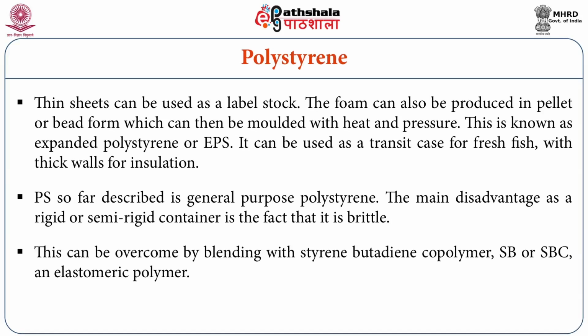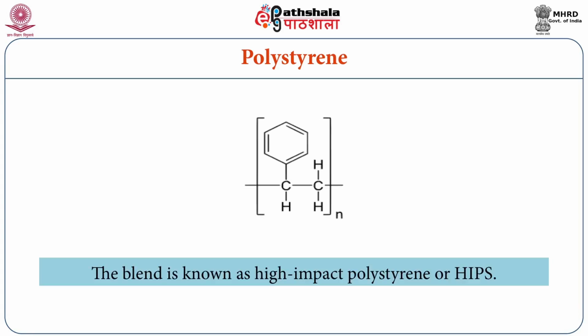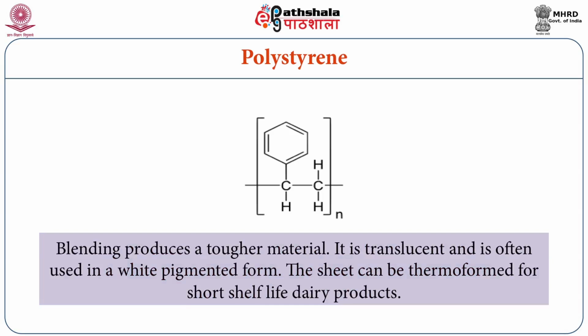This can be overcome by blending with styrene butadiene copolymer and elastomeric polymer. The blend is known as high impact polystyrene or HIPS. Blending produces a tougher material, it is translucent and is often used in a white pigmented foam. The sheet can be thermoformed for short shelf life dairy products.